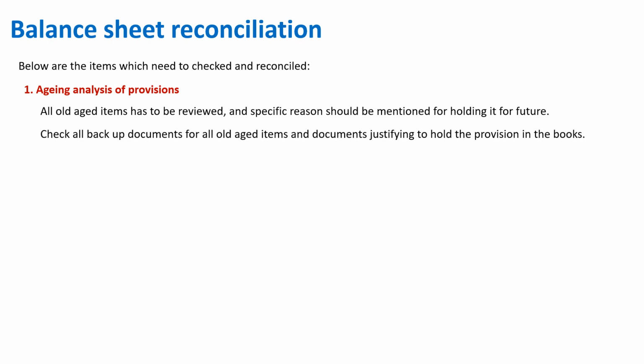Check all backup documents for all old aged items and documents justifying holding the provision in the books. Sometimes it may happen that the business explains it to you, but you have to double check to ensure that what they explain is as per Ind AS 37. Collect all the backup documents and check whether you should hold this provision or not. Coming to the second point, review of ad hoc provisions.